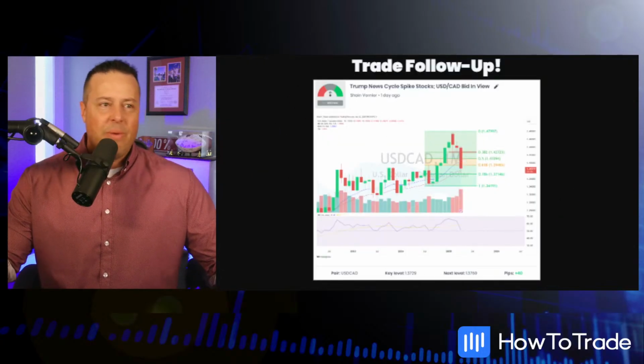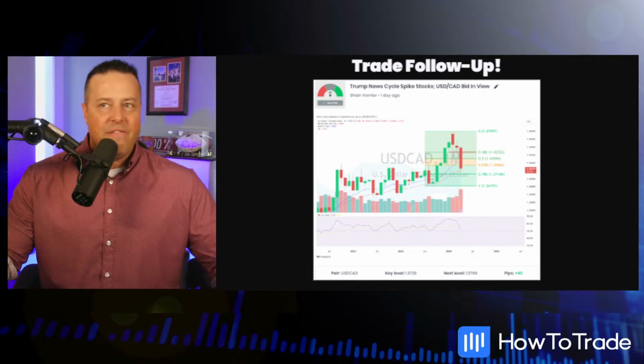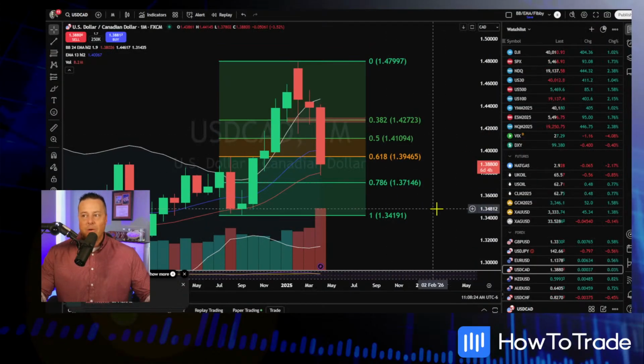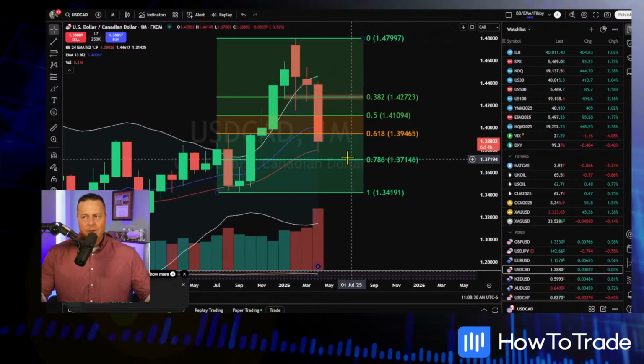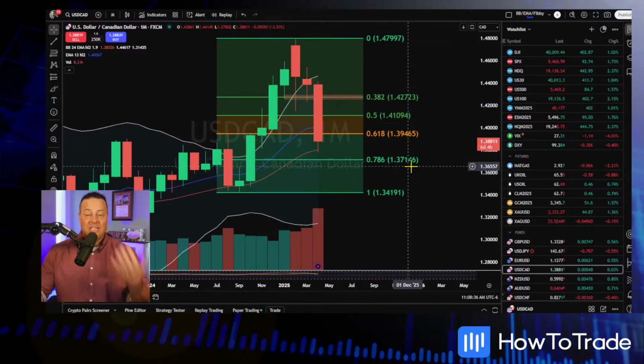Another trade follow-up here. Trump news cycle spikes stocks, U.S. dollar Canadian bid in view. Now, this one's going to take a little bit longer to develop. What we're looking for here is a macro 78% retracement. This is the macro area, the macro zone. I like this zone because it's 78%. Now, I have 3 tradable levels on my Fibonacci retracements: 38%, 62%, and 78%. Those are my favorites.